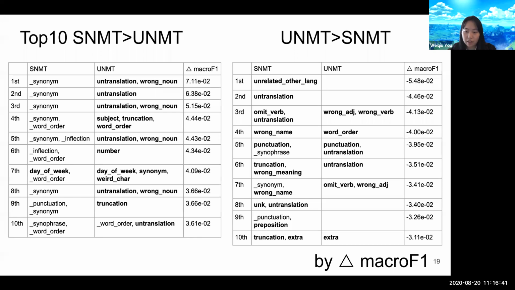So we can see on the left chart that SNMT has a lot of synonyms that are not essential, while UMT has untranslations, so words that are not translated but just copied over, as well as truncations and wrong words. When macro F1 prefers UMT to SNMT, as we can see on the right, UMT still has some essential problems like untranslations and wrong words, even though SNMT has more problems.